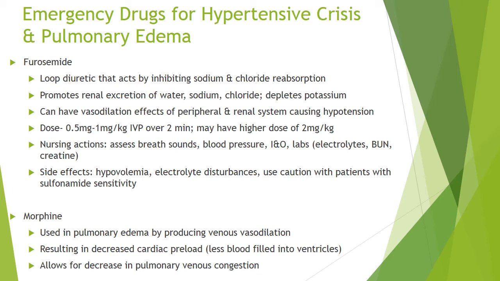If a patient is getting furosemide for the first initial time, the dosage is usually between 0.5 to 1 milligram per kilo IV push, given over 2 minutes. If they have been on furosemide for a period of time, then they're usually given a higher dose of 2 milligrams per kilo. We want to make sure we assess our breath sounds before and after, as well as our blood pressure. We want to keep accurate intake and output, as well as monitor our labs with our electrolytes, especially our potassium and our BUN and our creatinine.